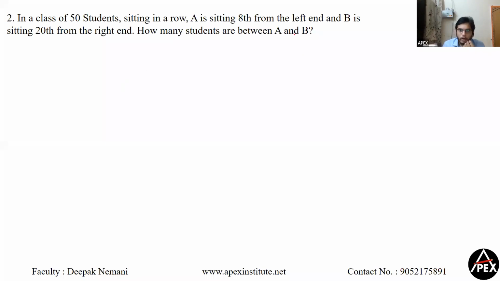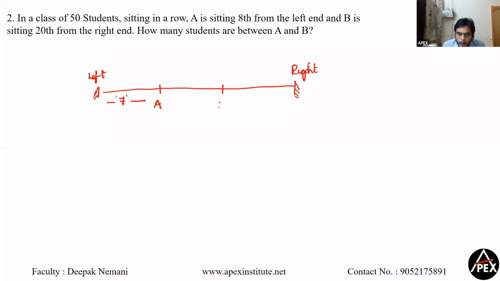Now in a class of 50 students sitting in a row, the total number of students is 50. Now A is 8th from the left hand. So this is left hand, this is right hand. A is 8th from the left hand, so you will be having 7 people sitting to the left of A. And B is 20th from the right hand. B is here. So you will be having 19 people sitting to the right of B. And let us assume that there are X people sitting between A and B.